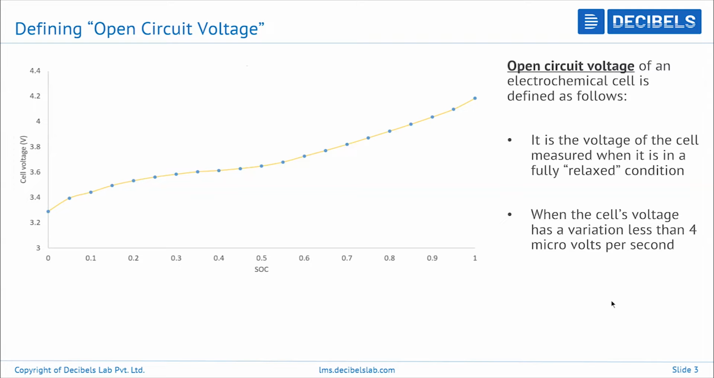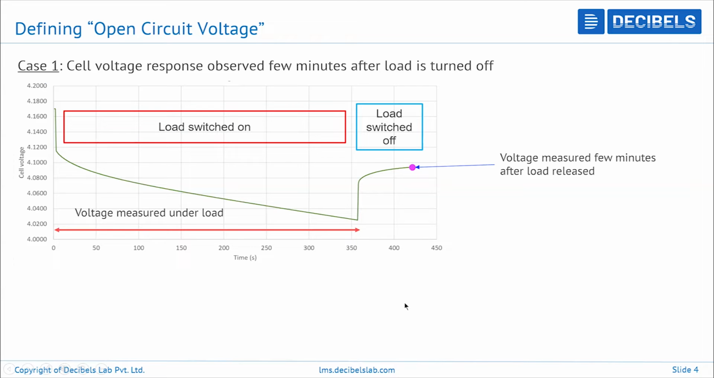All right, proceeding forward to understanding further on OCV, or open circuit voltage. Let's take a case, called case one, where the cell voltage is observed during load and during no load. The regions have been clearly shown here. The red box represents where the load is switched on and the cell starts to discharge, so the voltage of the cell goes on decreasing. It starts at a particular point here, and from there it goes on decreasing because the load is drawing power from the cell, till a certain point where the load has been switched off.